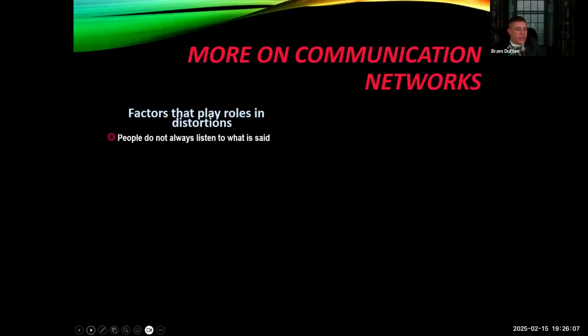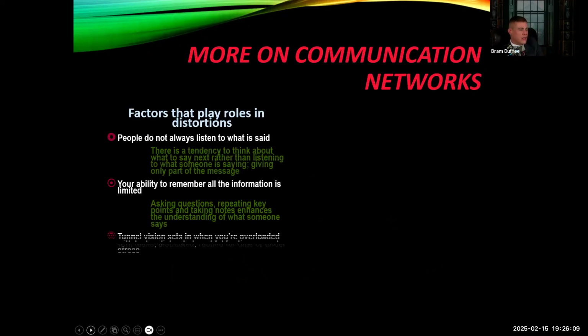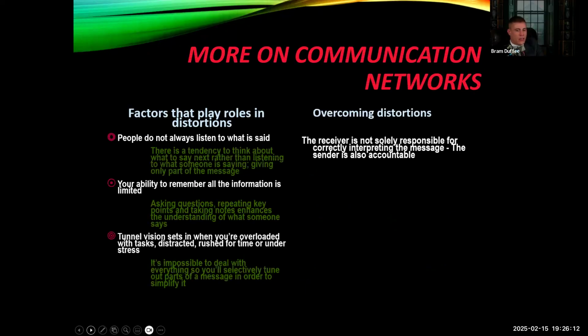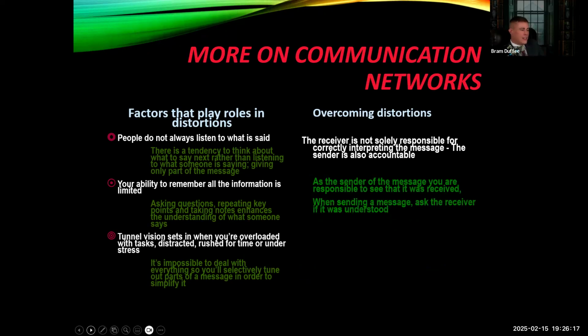I want to talk about some more factors. Factors like distractions, memory constraints, and stress can all play a role in how messages are misunderstood or altered. So, recognizing these challenges is the first step towards improving the way we communicate.